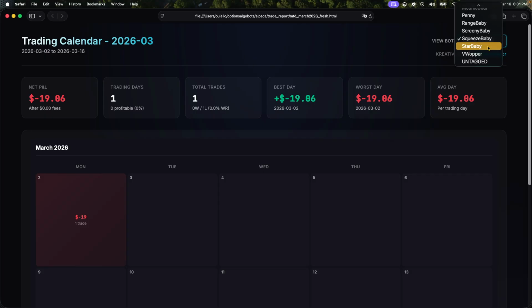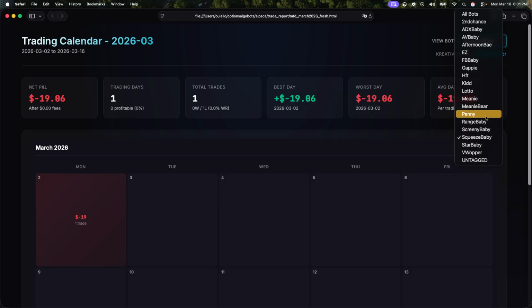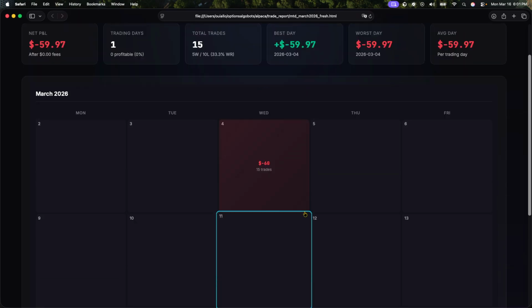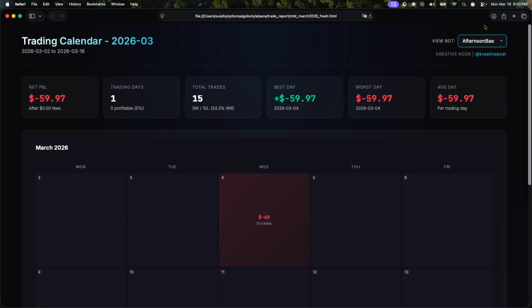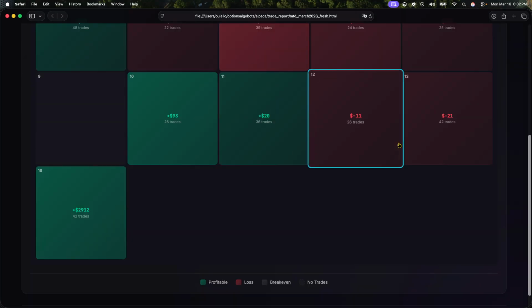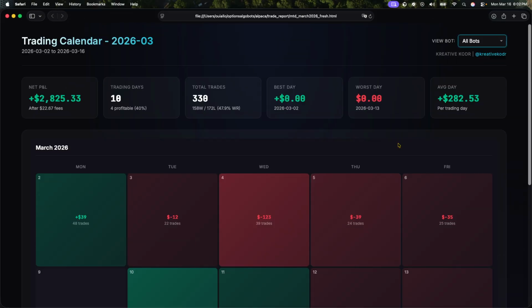Another bot that I'm thinking about stopping is going to be Afternoon Bay, because that is another afternoon bot I have to start. 15 trades, and it hasn't traded since last Wednesday. So again, very, very cautious. But again, I think just being able to roll out the bots that don't work and keep the bots that do work is going to be a lot more advantageous for us.